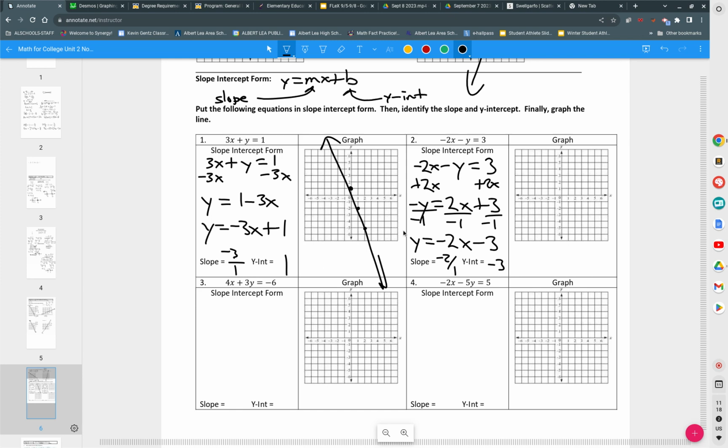I plot my y-intercept. And then I can go down 2 over 1. If you'd like to go in reverse order, you can. You could go back 1 and up 2.